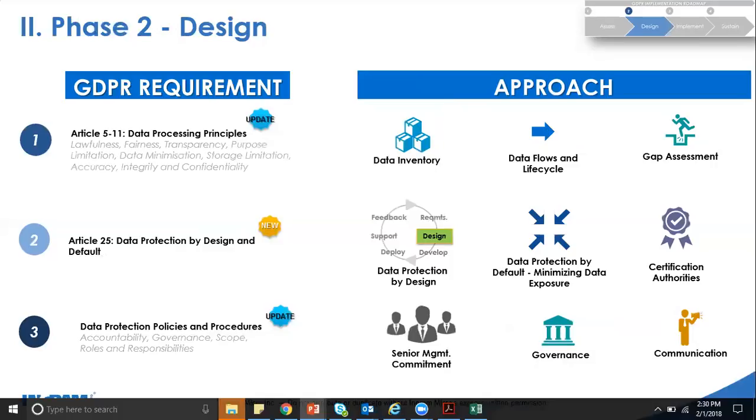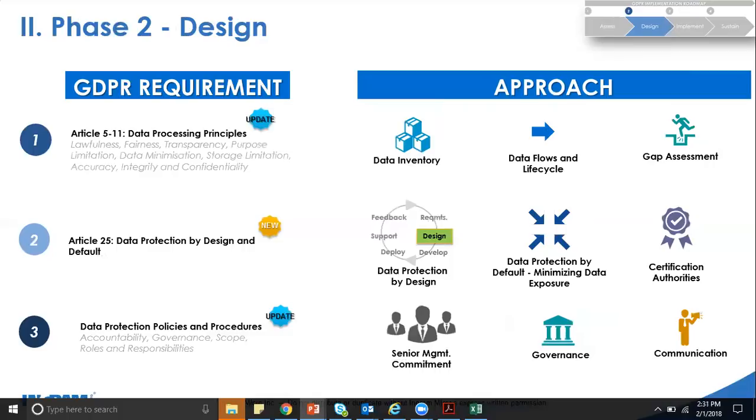GDPR requires that any processing of personal data has to be in compliance with the data processing principles, which is that it has to be lawful, that is, you're processing data for a legal basis. Plus, it should be fair and transparent to the data subject. And your purpose for collecting the data should be limited and clearly stated for that matter. The data that you collect should be proportionate to the purpose for which you're processing the data, right?